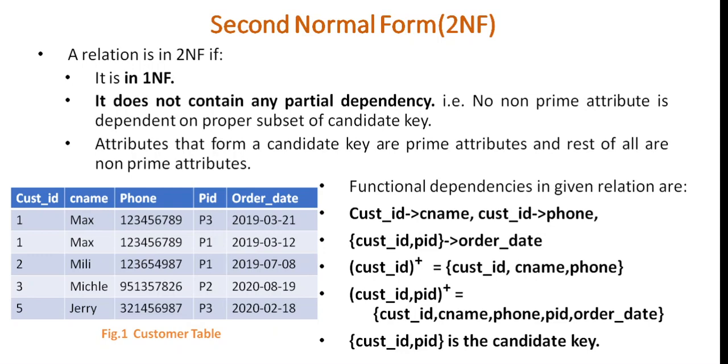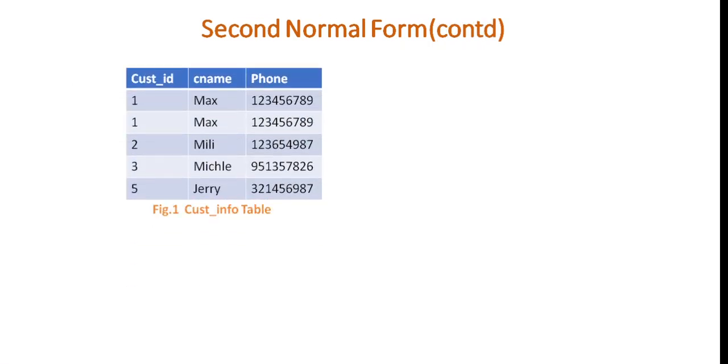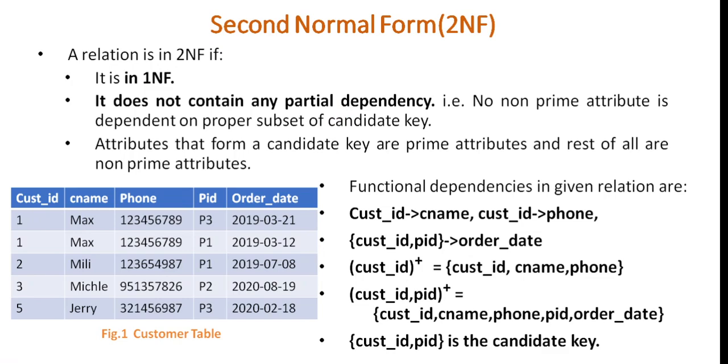Okay, so here in this customer table, customer ID and product ID, this combination is a candidate key. Now let's see what we mean when we say we don't want partial dependency in second normal form. This relation is in first normal form, but it is not in second normal form because there is a partial dependency. Now let's see what the partial dependency is.